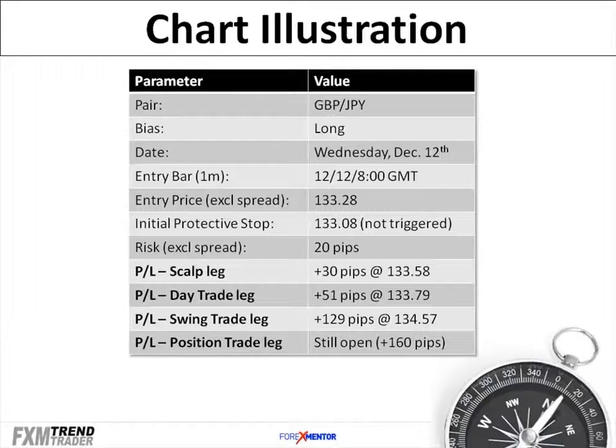Just an important note, though, if you're applying this with pairs that have pip costs outside the norm, and by that I would mean less than 0.8, more than 1.2, something like that.